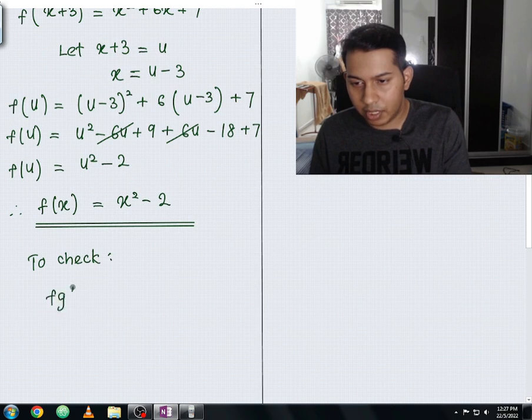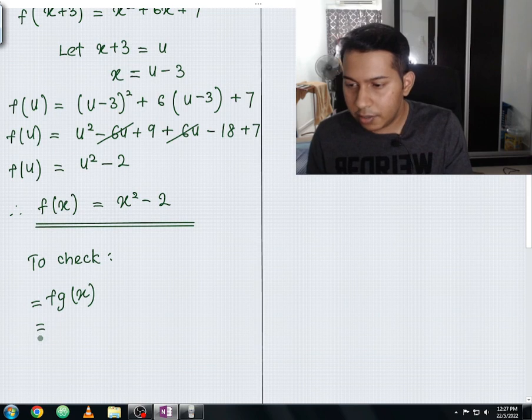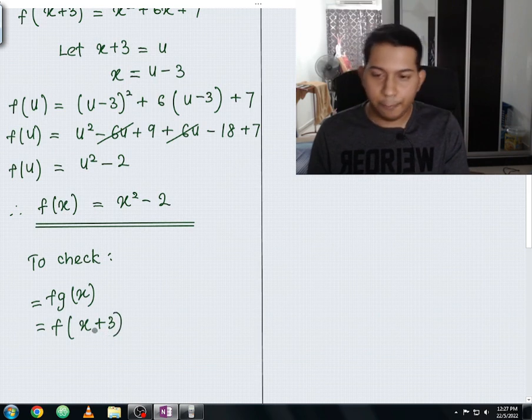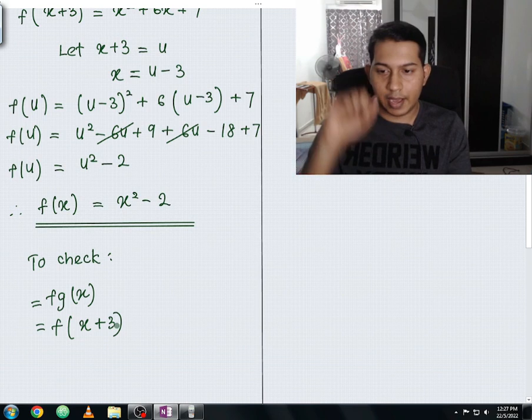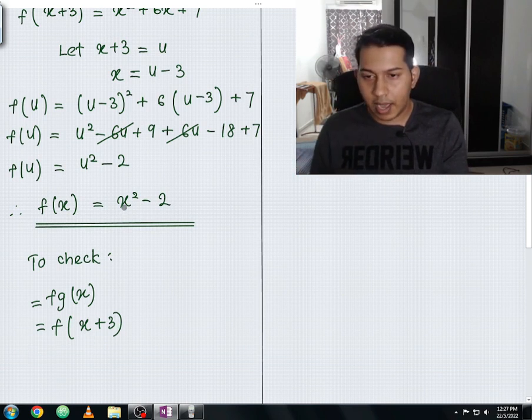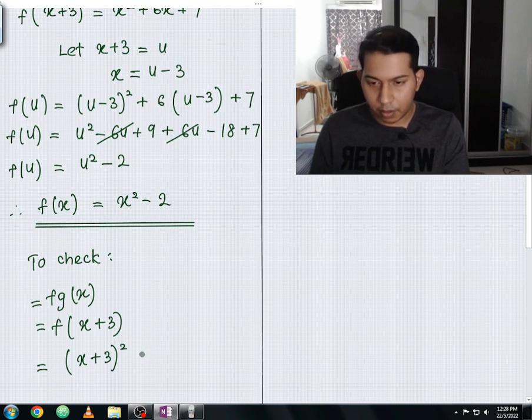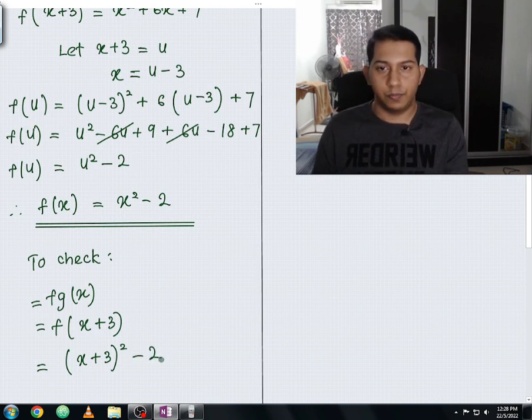So fg(x) composite function. In this case your g(x) is x plus 3. So f in a bracket x plus 3. This x plus 3 will be mapped into the function f. So from here this x will be substituted as x plus 3, so (x plus 3) squared minus 2.